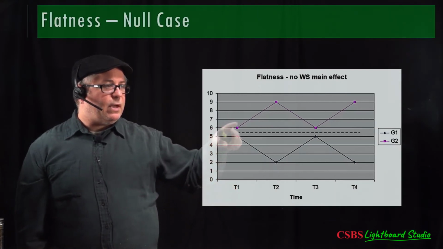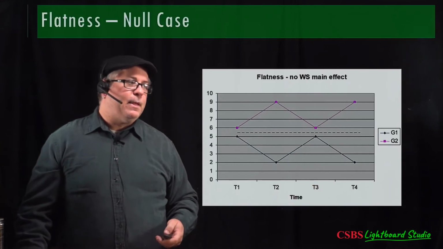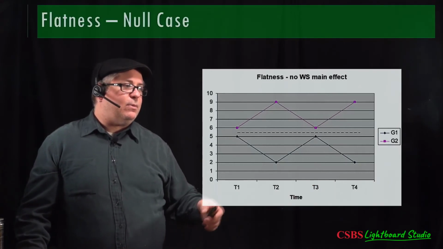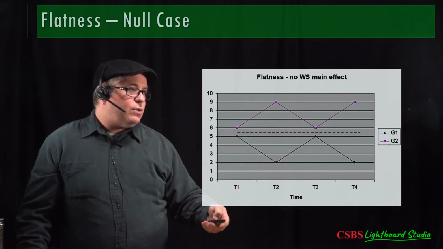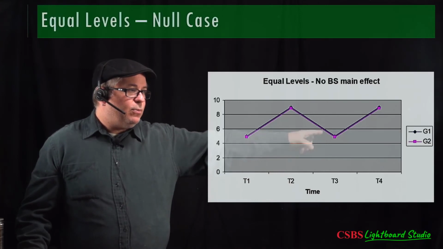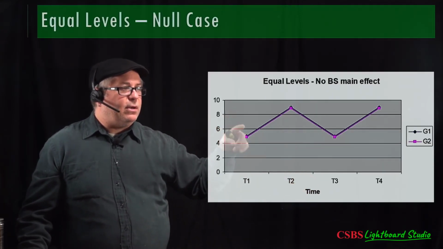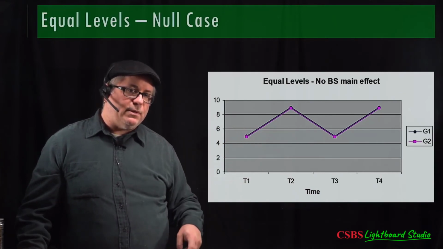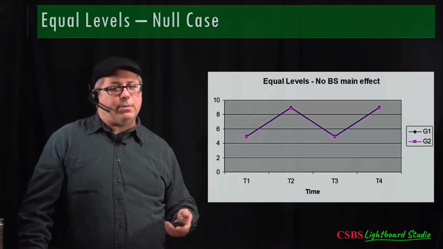So this kind of setup is good for doing parallel profiles plotting. But if I wanted to look at flatness, I would just plot the dotted line. If I wanted to look at just equal levels, I would just plot group 1, and forget about the time now. I'll just plot group 1 and group 2 and show that they have different means. So I'm averaging over time and just plotting one mean per group.